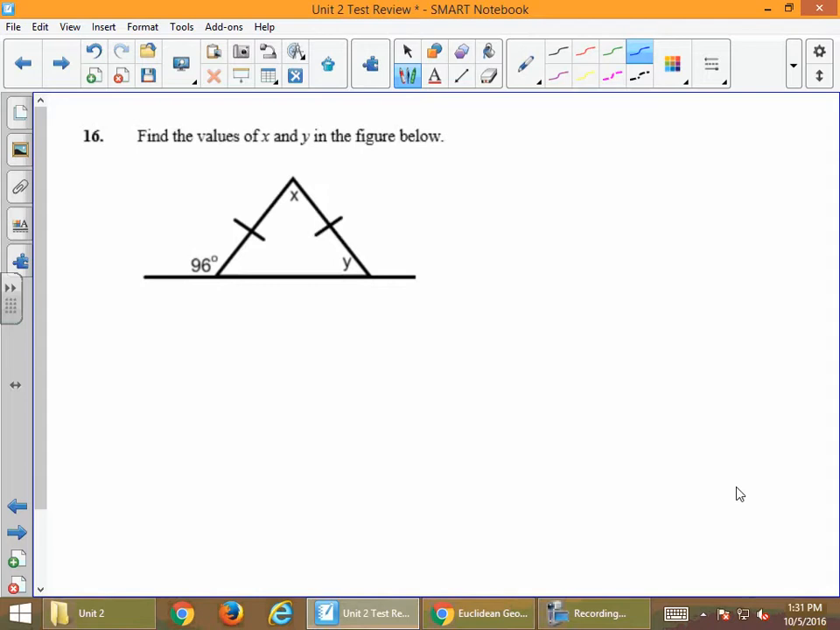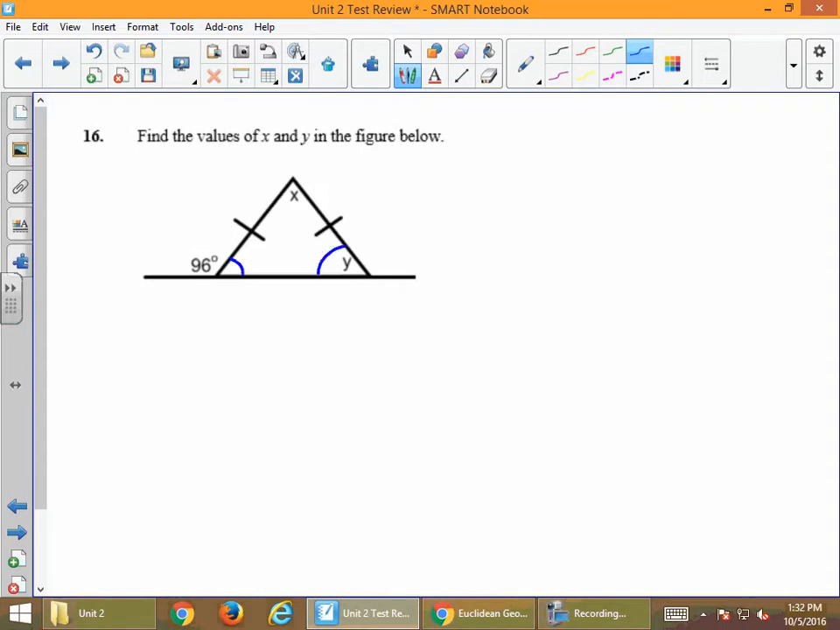What would be our first step in trying to figure out what x and y are? Gary, what do you think? 180 degrees minus 96. Yeah, good. Because if you notice, what kind of triangle is this? An isosceles. So if this is an isosceles triangle, what do you know about these bottom two angles? They're going to be the same.